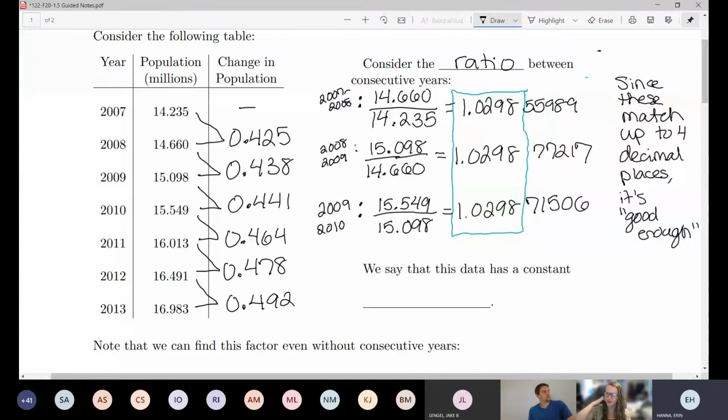So that's the kicker, if you will, with exponential functions: we say that this data has a constant factor. Linear functions have a constant slope. Exponential functions have a constant factor.